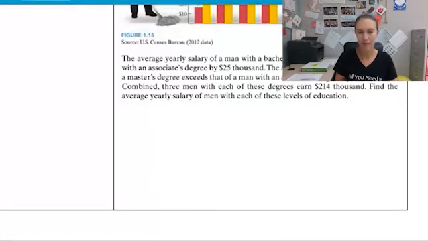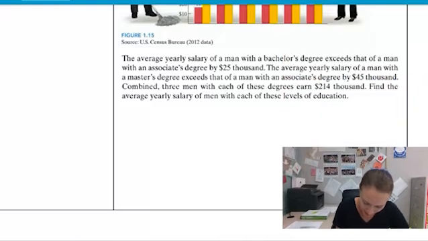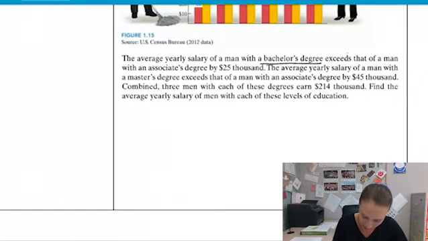associate's degree by $25,000. One of the things I suggest for students is to read the whole problem all together once, just to get a feel of what it's asking you to do, and then go back and start rereading each piece and picking out the math parts. Now, for time's sake, I'm not going to read it twice. So read it once yourself, and then while we're reading this, I'm just going to underline: bachelor's degree exceeds that of a man with associate's degree by $25,000.